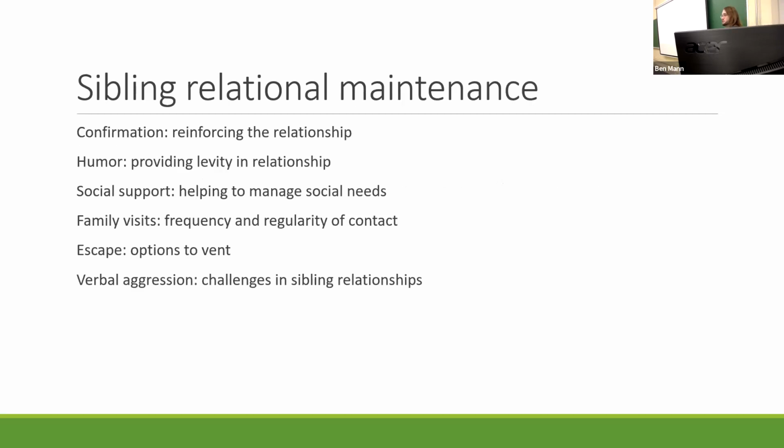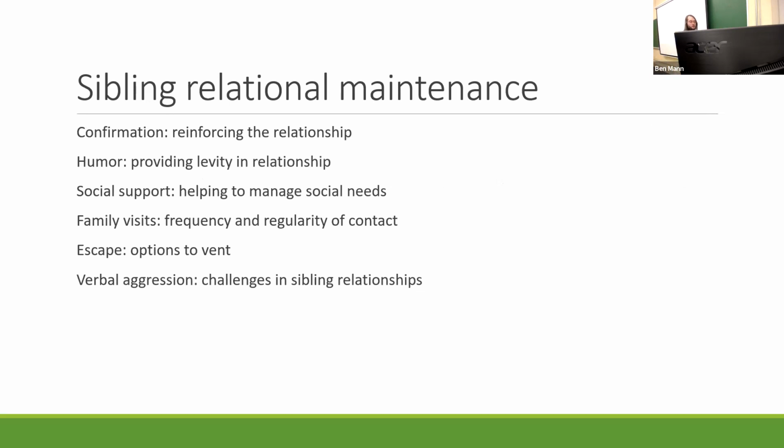When it comes to strategies, in sibling relationships, we do a lot of things in order to maintain and manage our relationships. One of them is confirmation. For instance, saying, I'm really glad to have you as a sister, providing some sort of verbal reinforcement or agreement, and really showing that you care about and have established the stakes of that relationship.